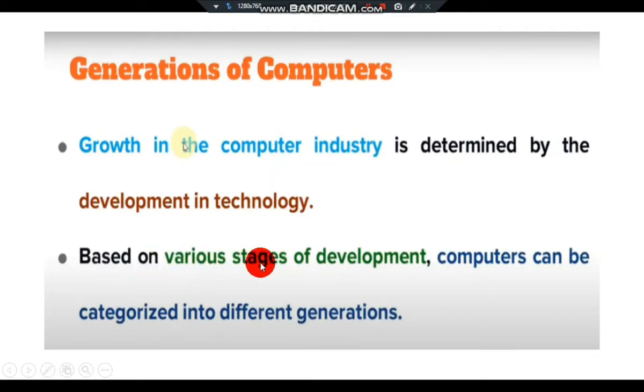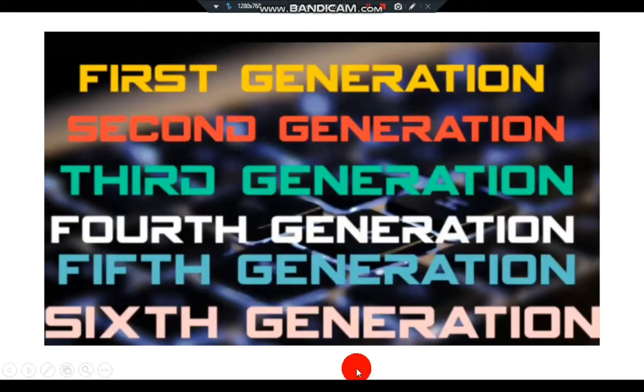Based on various stages of development, computers can be categorized into different generations. Various stages of development means what equipment, what circuit, what language is used inside the computers, how the computers can function. Based on that, the computers are categorized into 6 generations. So totally how many generations are classified? 6 generations: first, second, third, fourth, fifth and sixth generation.